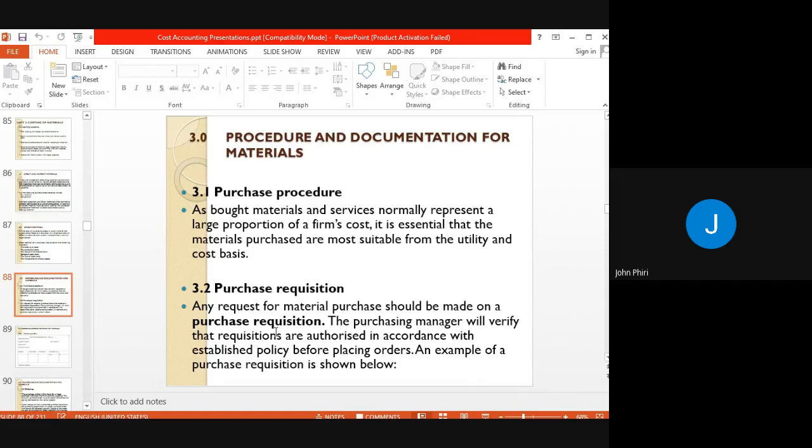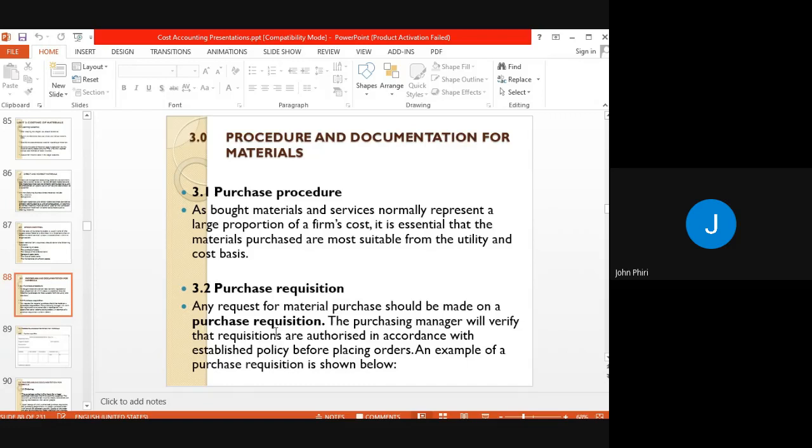Good. So what are the procedures and documentation for materials? Since we've said that materials represent a large proportion of the company's cost, it is very important then that the materials must be bought in a professional manner, or right goods must be bought for the right job that you are going to do.